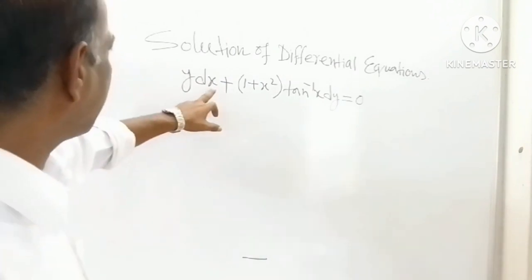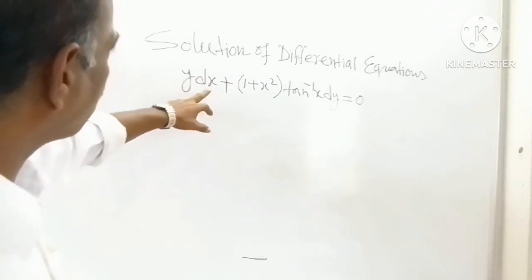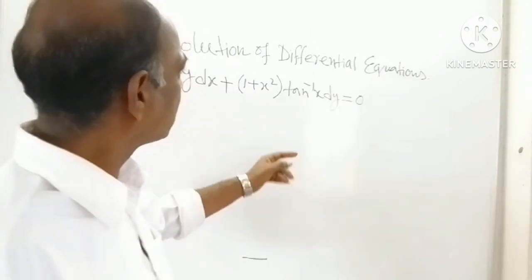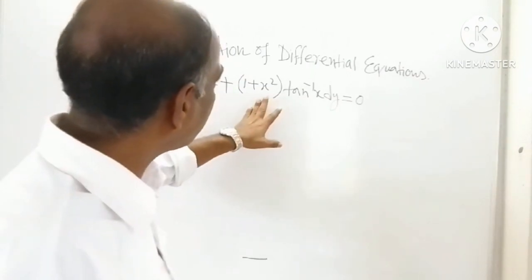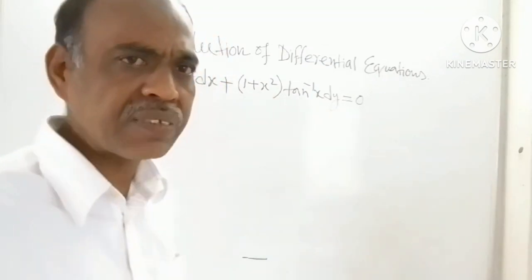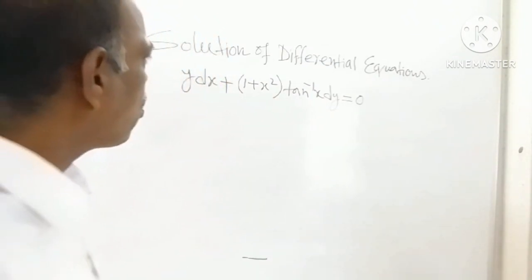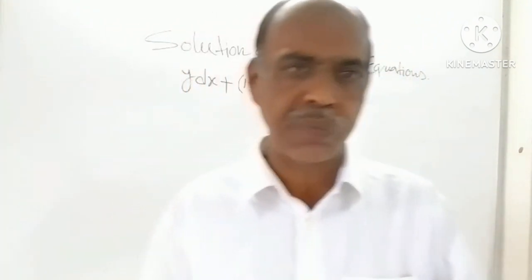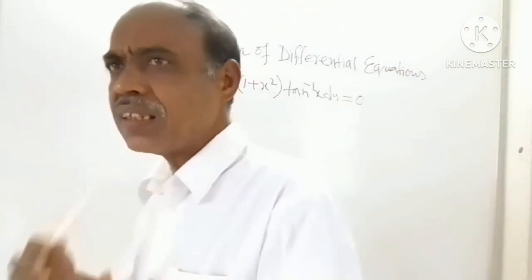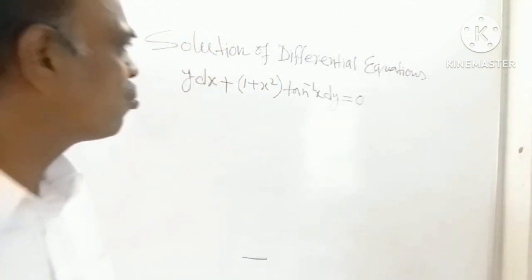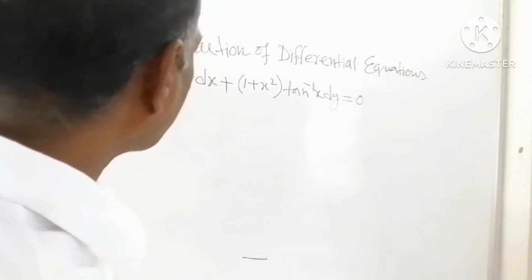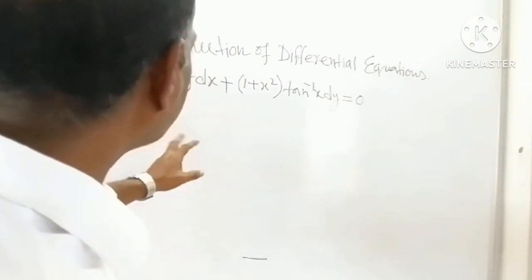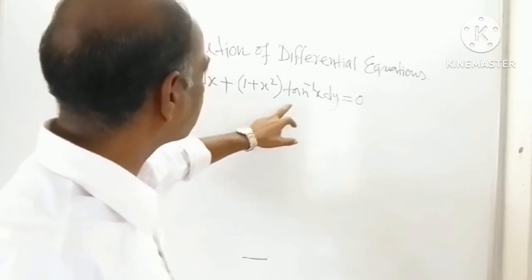Here you will see that dx is there, and along with this dx, y is there. And here also same thing: there is x and y present together. So first of all, we have to separate the variables. Here in this case, separation of the variables is so easy. You just divide both sides of this equation by y into (1 plus x square) into tan inverse x.